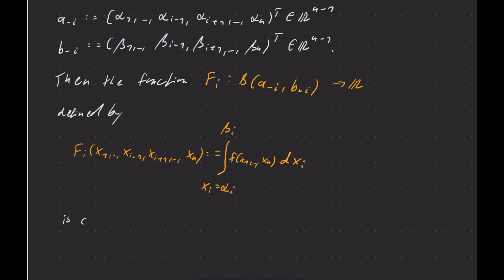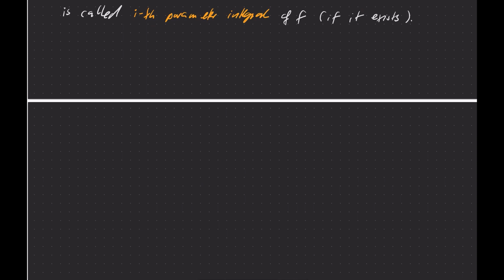Okay, so this is called the ith parameter integral of f. And of course that function need not necessarily exist. That all depends on the integrability of f as well. So if it actually exists. Okay, so that's a somewhat abstract definition, but it's actually pretty easy to execute. So let's see a quick example, just as an illustration of what we mean by the parameter integral.